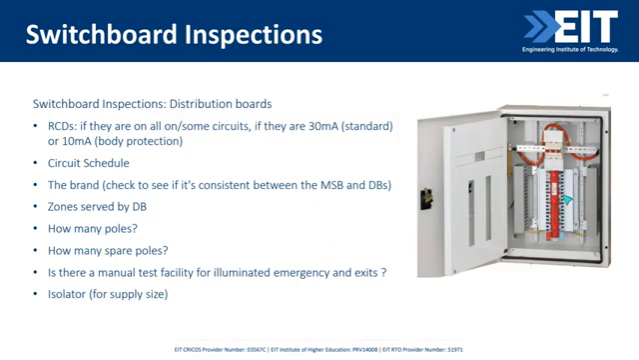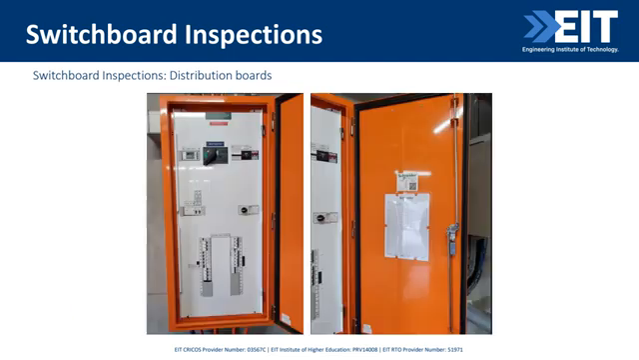So if we're looking at a DB, which is these smaller switchboards, we could check if there's RCDs on some or all of the circuits. Maybe there's a circuit schedule on the inside of the door that would tell us a bit more about it. We could certainly look to see what brand of breakers have been installed, or maybe where that board serves. We could look at the size of this chassis and see how many poles it has and how many are spare. Maybe there's a manual test function for emergency lights, or what size is our isolator. So we can get a lot of information from a visual inspection.